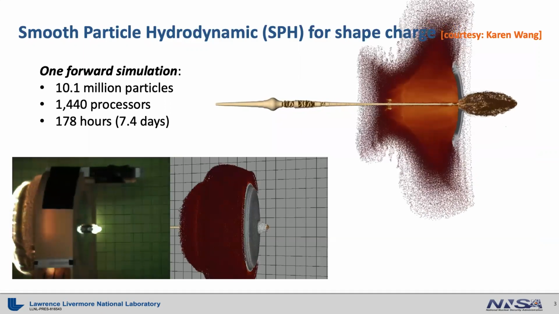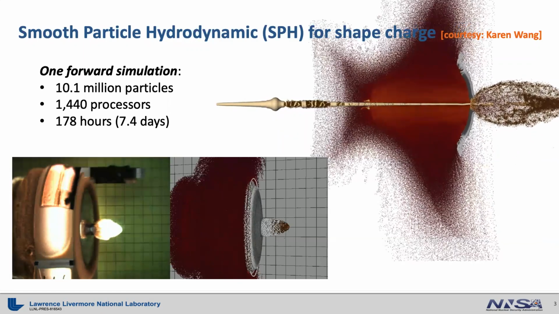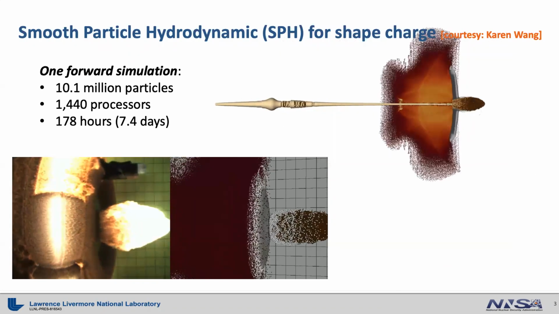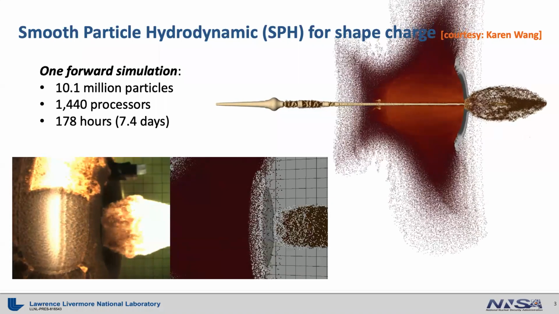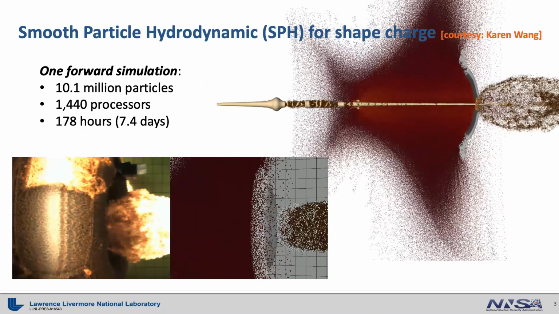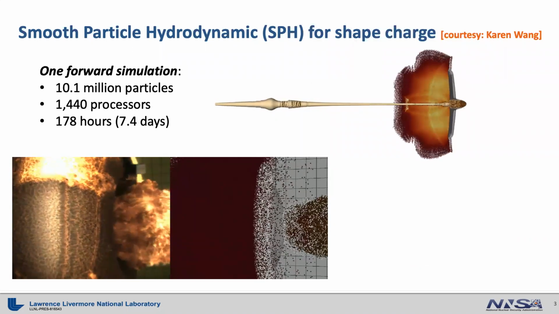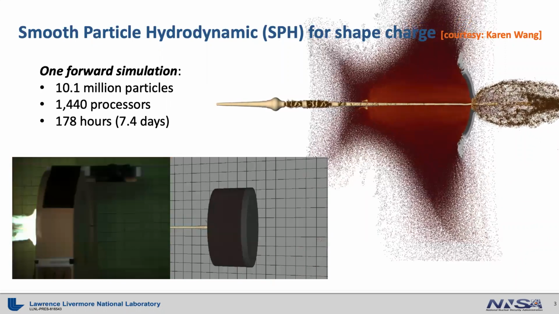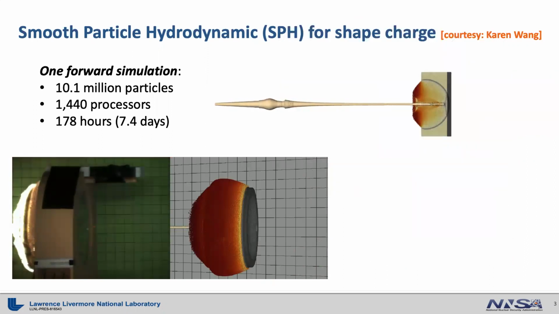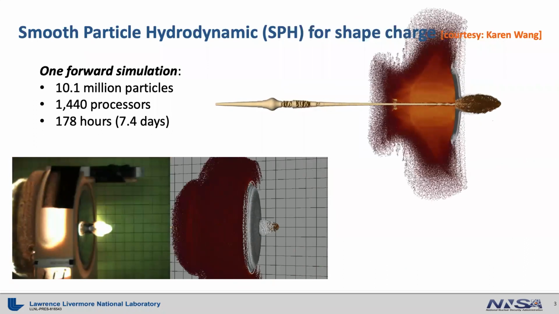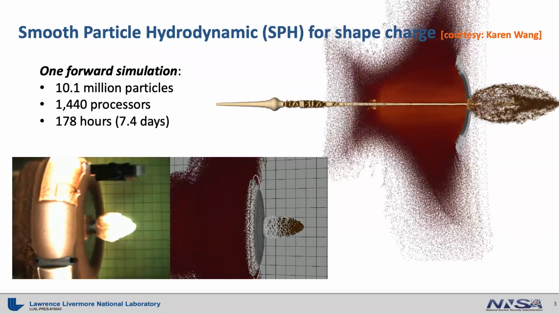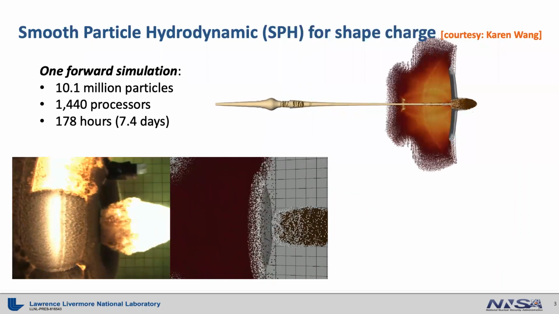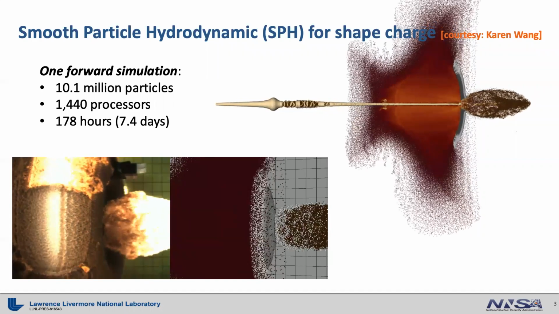You are looking at a beautiful simulation modeled by smoothed particle hydrodynamics for shaped charge penetration. The simulation is well matched with experiment, but very expensive. One full simulation takes 7.4 days using high performance computing facilities at Lawrence Livermore National Lab. This is unfortunate in multi-query applications, as you well know, such as design optimization, optimal control, inverse problems, and uncertainty quantification, right? So many researchers have tried to build an efficient surrogate model that accelerates these kinds of simulations without losing much accuracy.